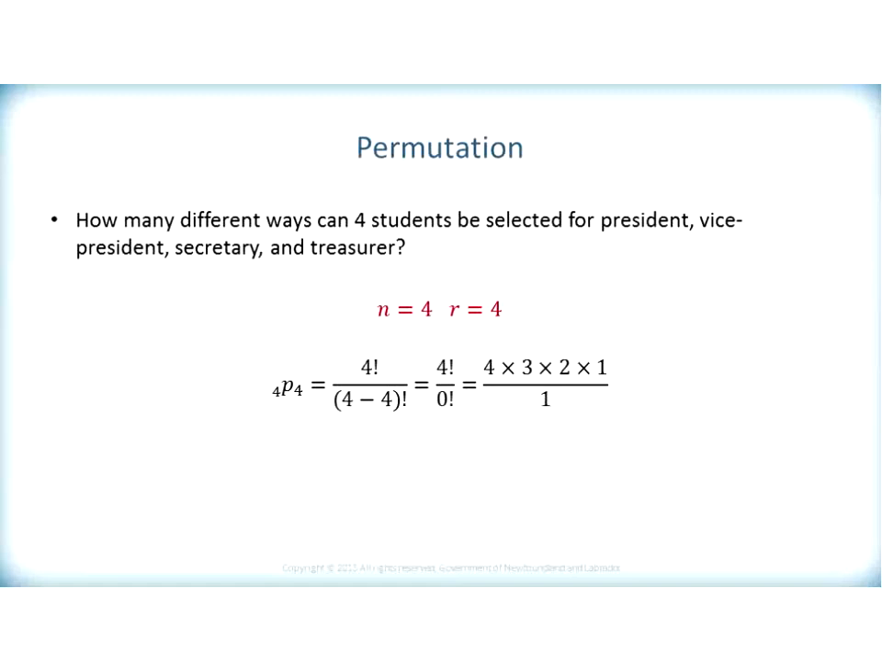Let's have a look at another permutation. How many different ways can 4 students be selected for president, vice president, secretary, and treasurer? That is 4 objects taken 4 at a time. That is 4 permute 4. We see that we get 4 factorial over 0 factorial, and recalling that 0 factorial is 1. That will give us 24 different ways that these students can be selected for president, vice president, secretary, and treasurer.